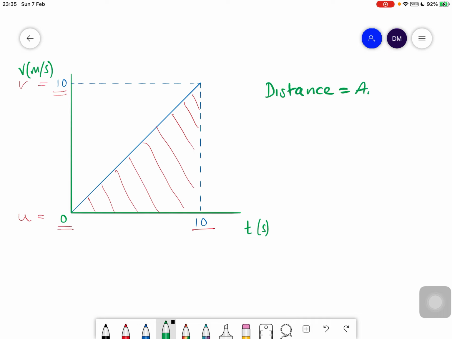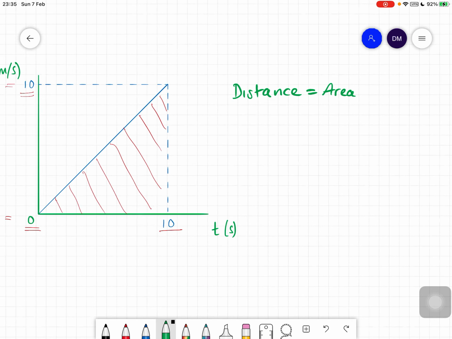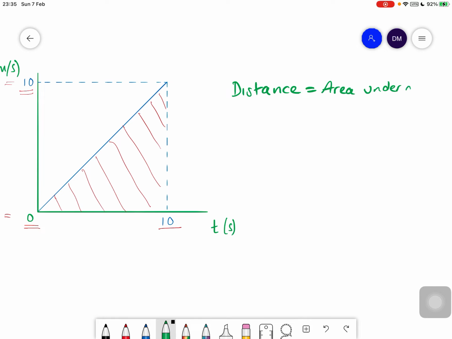So first of all, write down the first line, which is distance equals area under the graph. Now this time I've got a triangle. The area for a triangle is the same as you would do in maths, a half times the base times the height. If you prefer to write down a half times length times breadth, so that it's similar to the equation for a square or rectangle, that's also fine. Both of these would be acceptable.